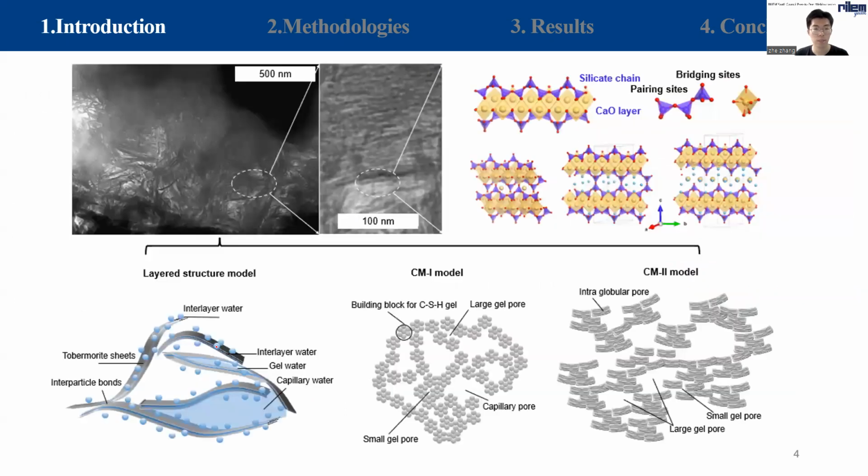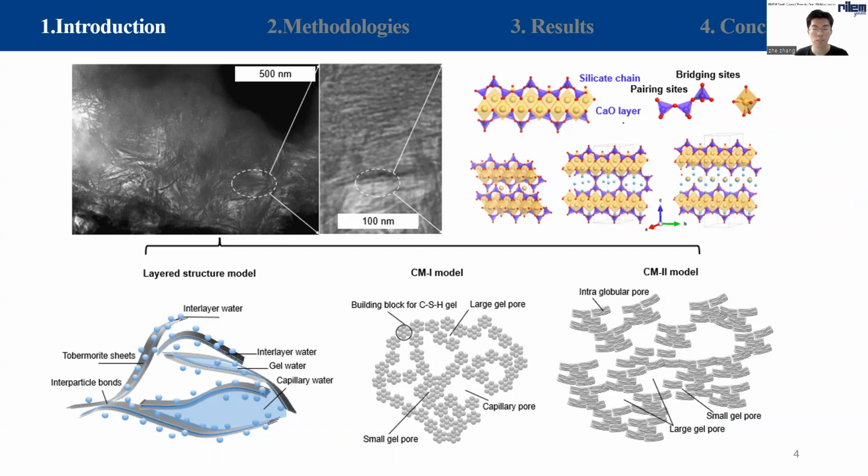CSH exhibits a hierarchical structure. At the molecular scale, its structure is widely recognized to resemble tobermorite. The configuration consists of linear silicate chains arranged in a specific form. These chains coordinate with calcium ions, creating a kinked pattern that repeats after every 3 tetrahedra.